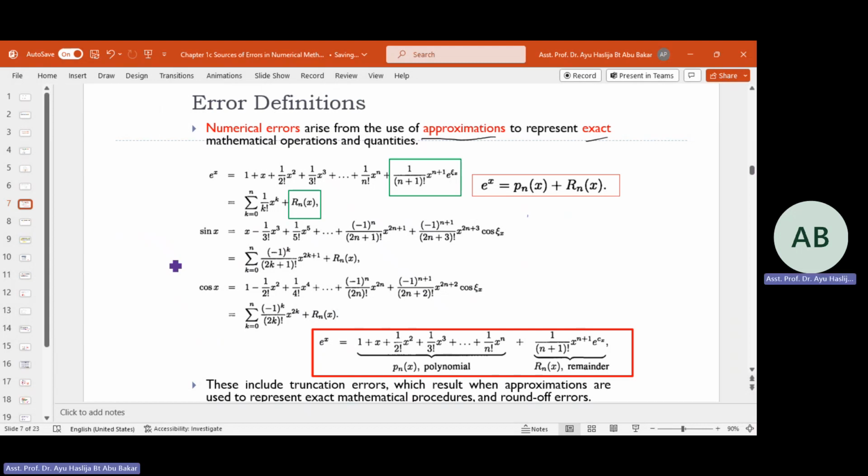From the Taylor series, you will have terms until order n in general. In the summary of the equation, you will have this kind of thing. This we call the remainder. The remainder here includes the error value. It includes the truncation error, which results when approximations are used to represent the exact, and also the round off error.